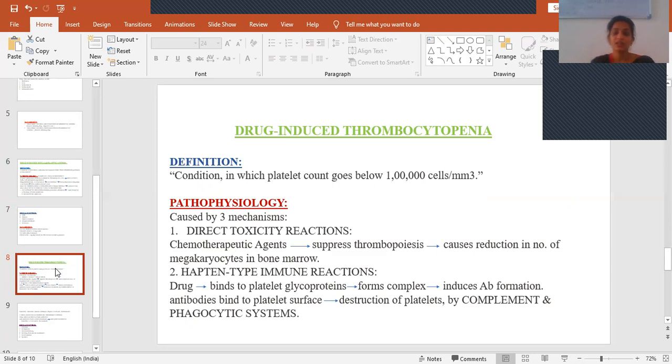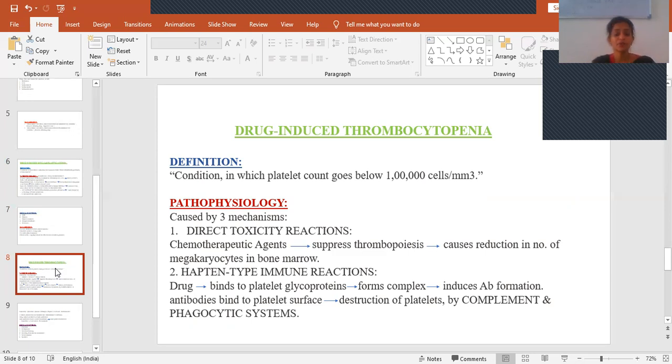That is the first thing: direct toxicity reactions. Whatever the drug is, like chemotherapeutic agents, they will directly suppress thrombopoiesis. Because of that, megakaryocytes will be decreased in bone marrow, so platelets will not be produced properly.